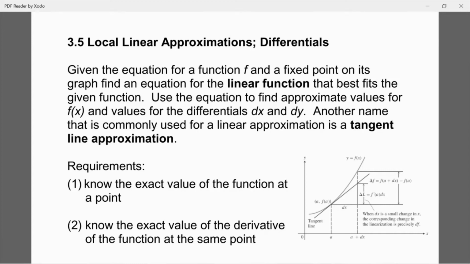Okay, in this video, I'm going to be going through section 3.5, which is over local linear approximations and differentials for AP Calculus BC. So in this section, we're going to start getting into the idea of using a simplified function to model a more complex function.